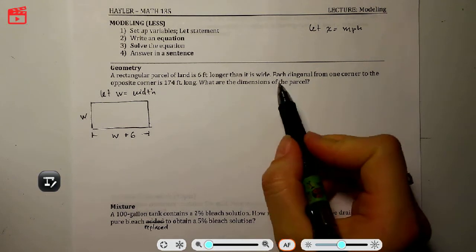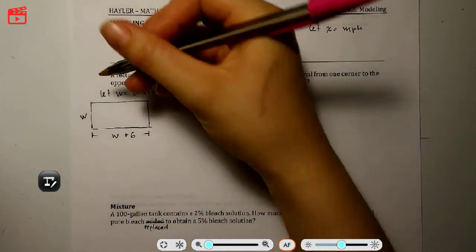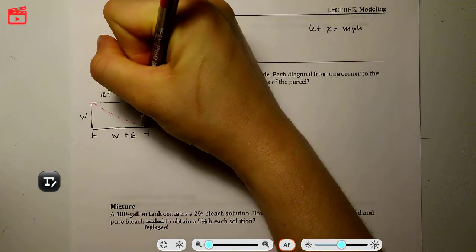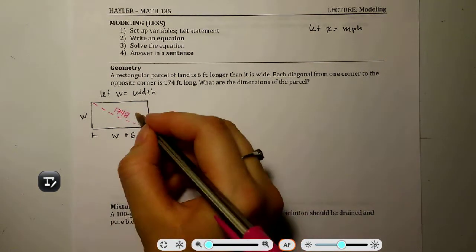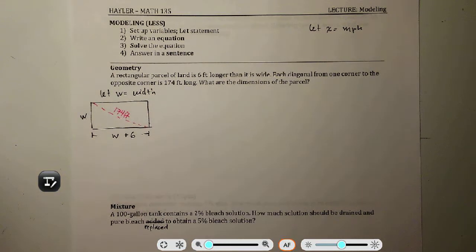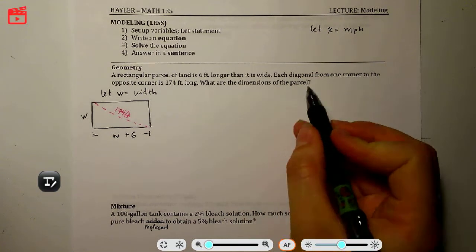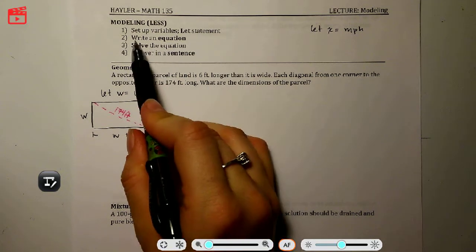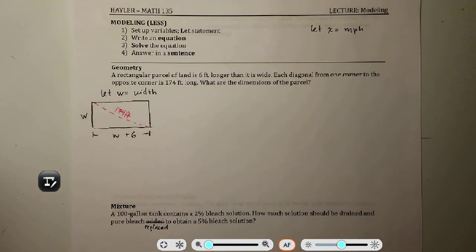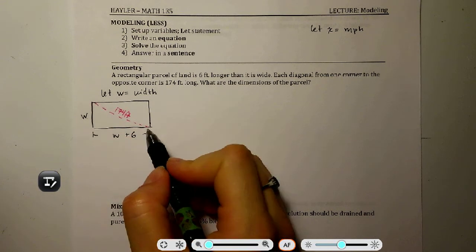All right, what else do we know? Each diagonal from one corner to the opposite corner is 174 feet long. So let's draw that diagonal in, and we know it's 174 feet long. All right, and what are we trying to find? We're trying to find the dimensions, okay? That's the unknown, the dimensions. So let's see, we did the let statement, check. Now we need to write an equation. This is geometry. Do I know any geometry equations that we can use these 3 sides with?